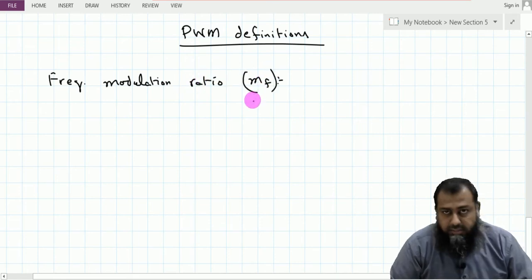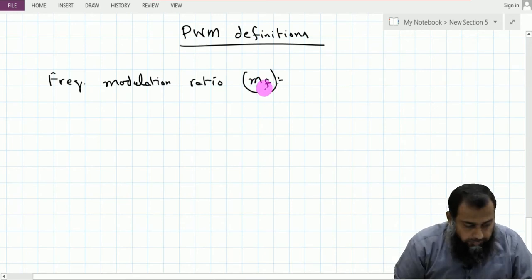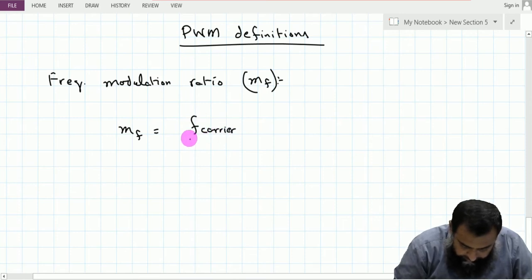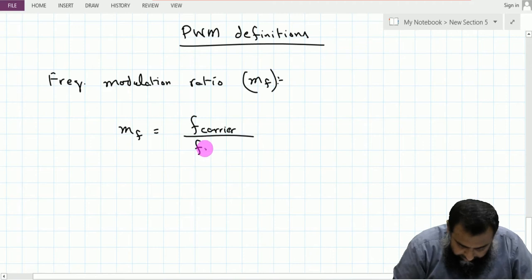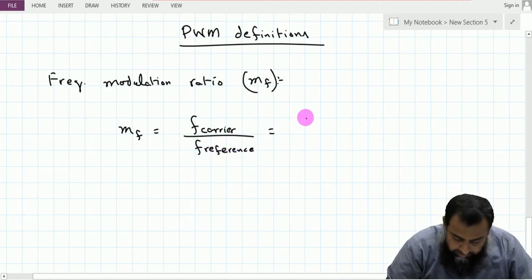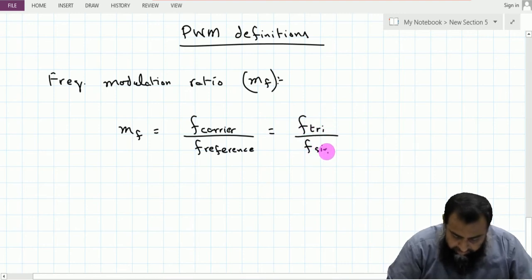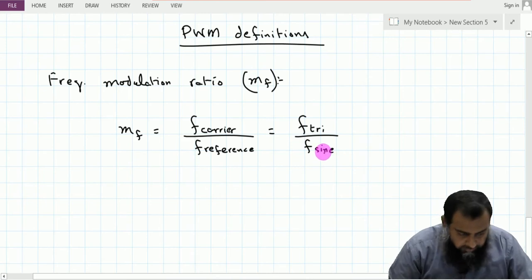Typically, it is written as M sub F. So MF is a ratio of the carrier frequency and the reference frequency, which is the sinusoidal waveform. So it is the frequency of the triangular waveform divided by the frequency of the sinusoidal waveform.